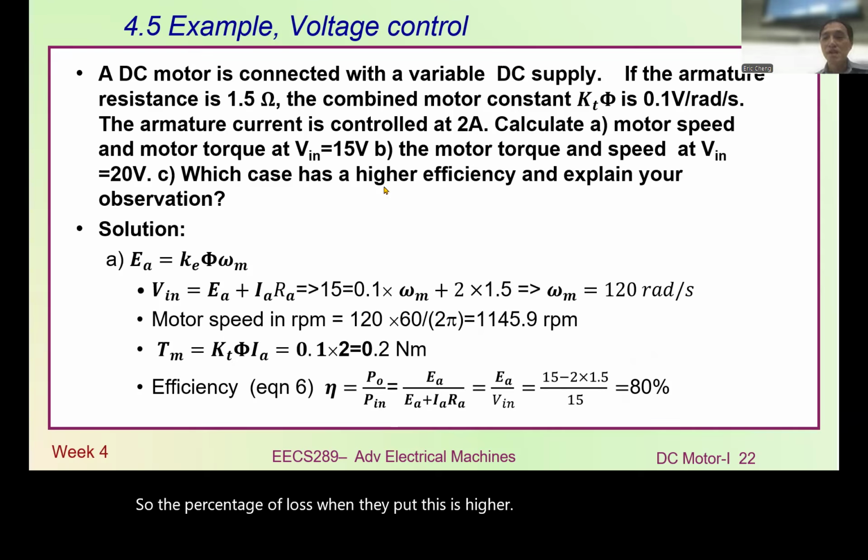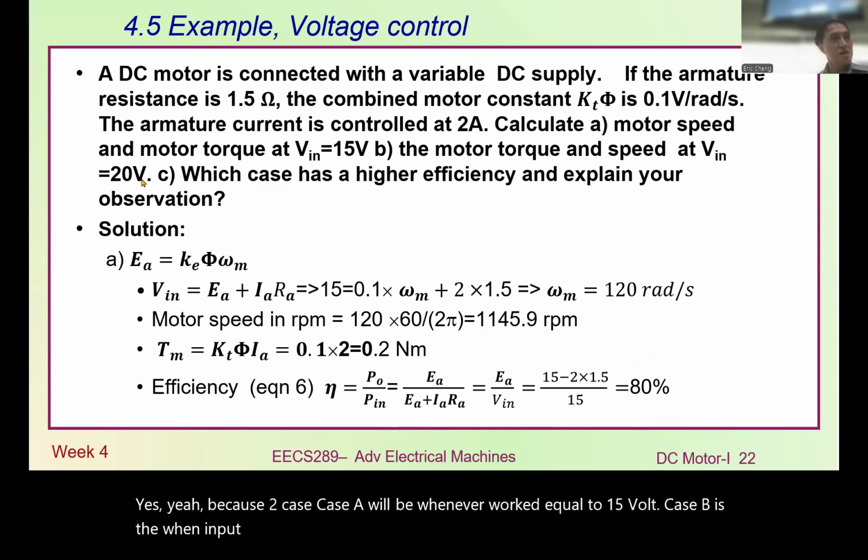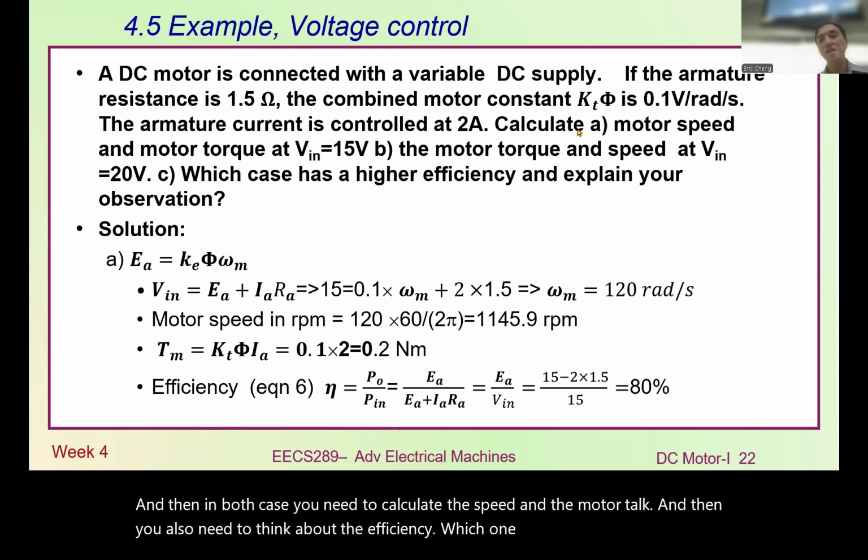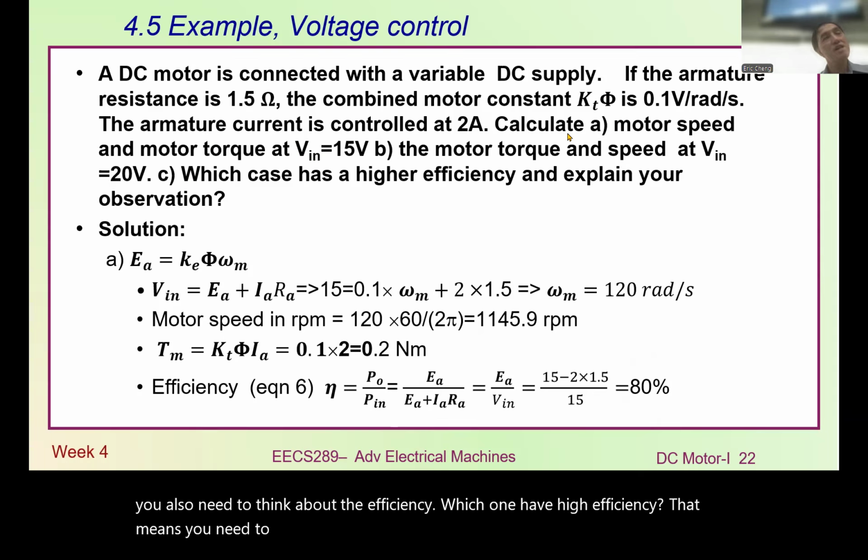Yeah, we got two cases. Case A is when input voltage equals 15 volt. Case B is when input voltage equals 20 volt. In both cases, you need to calculate speed and the motor torque, and then you also need to think about the efficiency. Which one has higher efficiency? That means you need to calculate efficiency for cases A and B, and then compare them to see which one is better. And then tell me why.